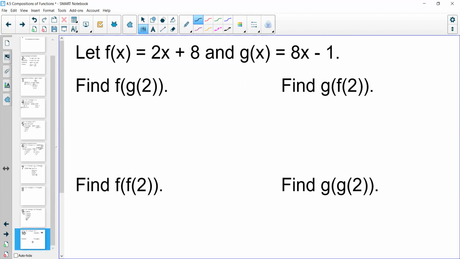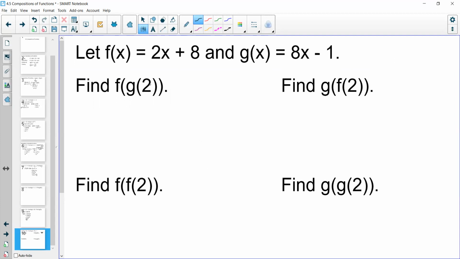Now, we have looked at a lot of examples of f of g of x, but we can actually write these functions a lot of different ways. We can do f of g of x, we can do g of f of x, we can do f of f of x, and g of g of x. So what these look like, I'm just going to compose these functions for you.